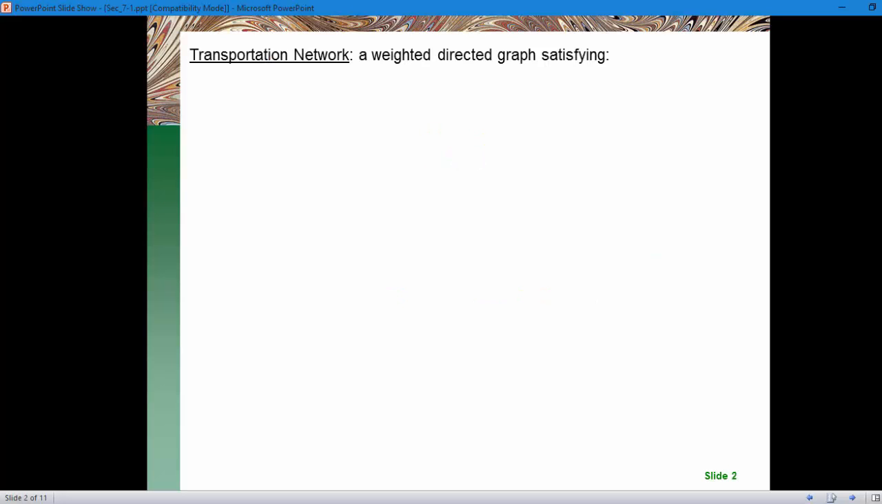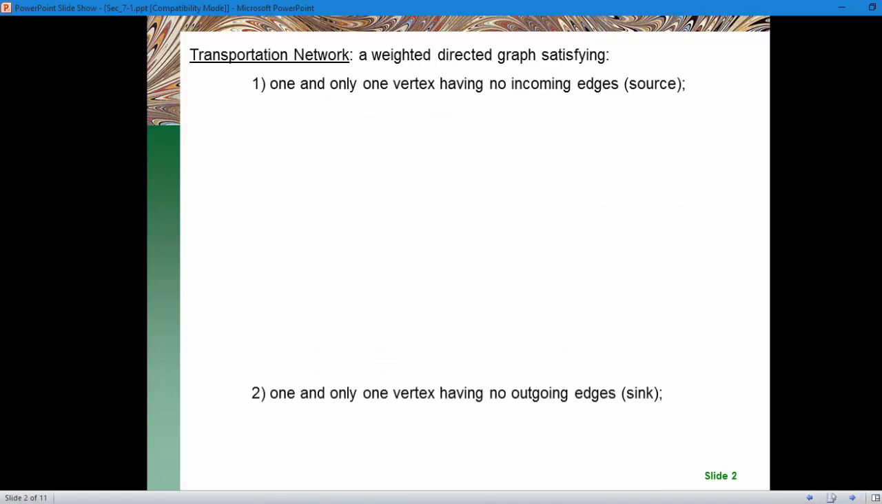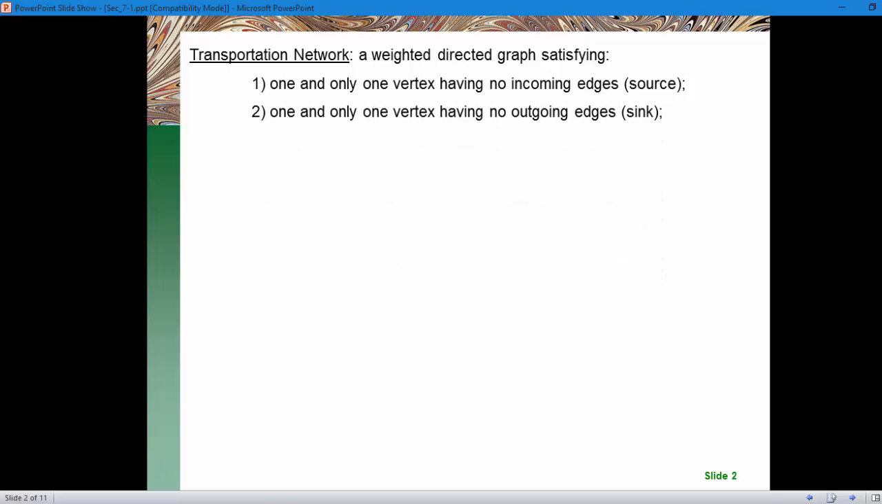Here's the definition of a transportation network. It is a weighted directed graph satisfying three conditions. First, one and only one vertex having no incoming edges, and we're going to call that vertex the source. Number two, one and only one vertex having no outgoing edges. That's called a sink. And the weight assigned to each edge is non-negative.